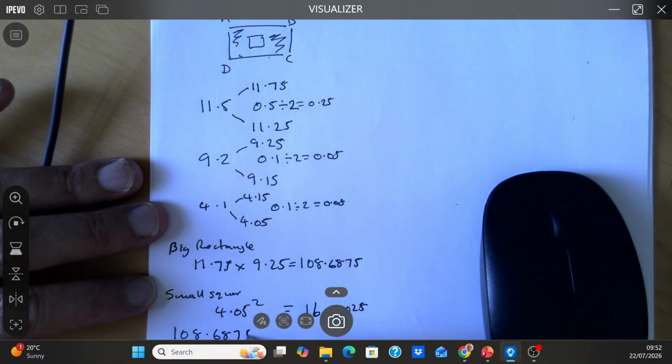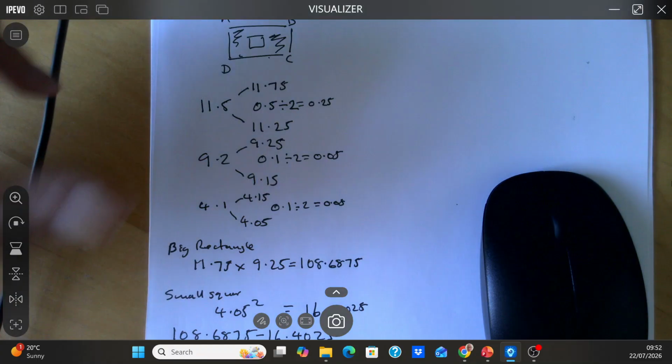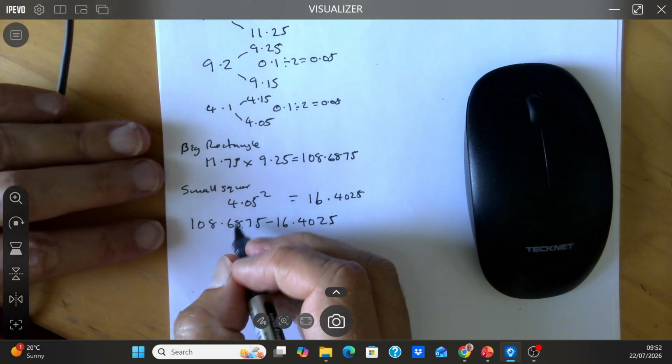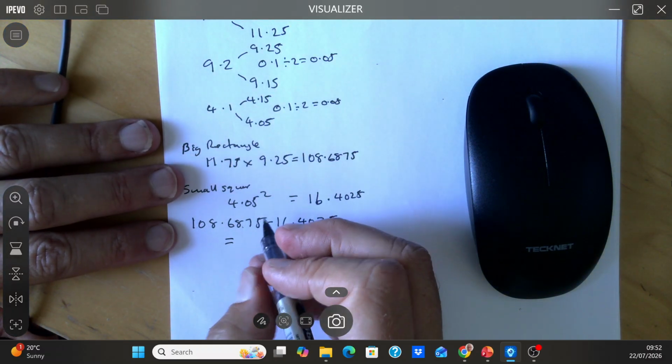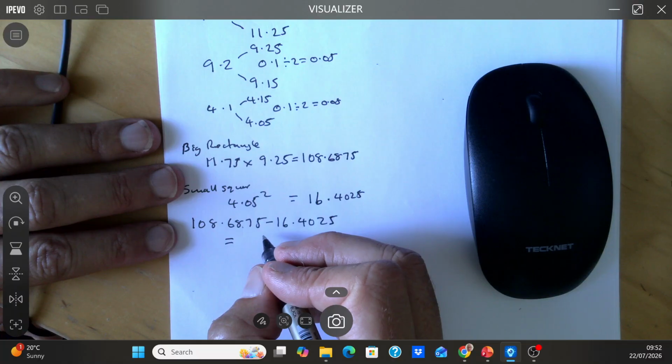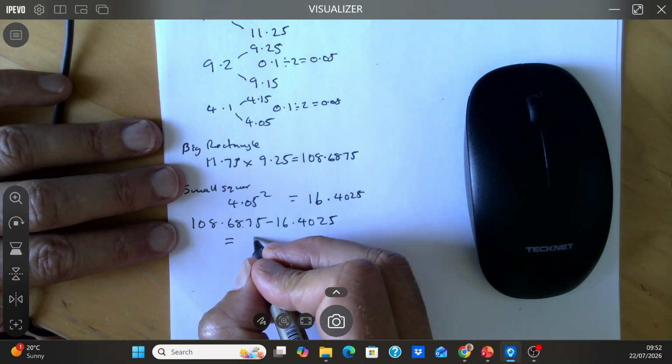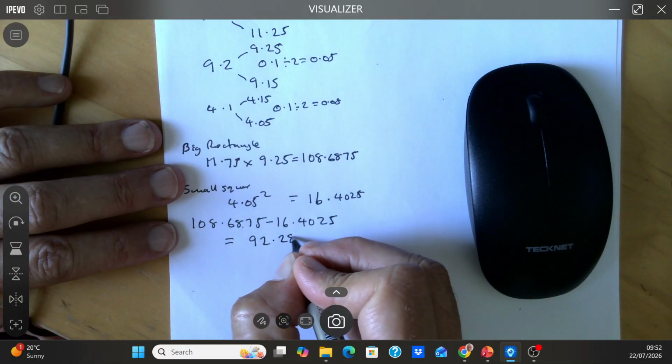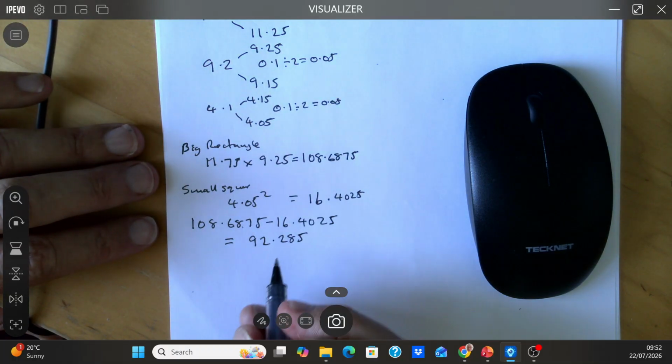So we're going to do the numbers to take it away. Make sure it's clearly marked that you're taking away, because it is a mark for that. Worked out, done. And that gives us 92.285. Right, so now that's the biggest.